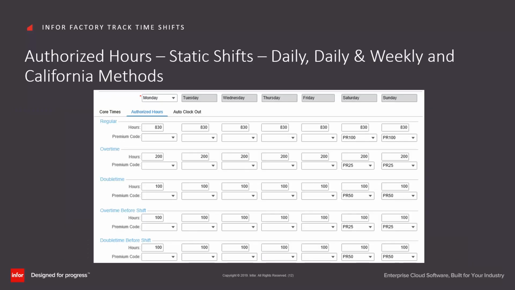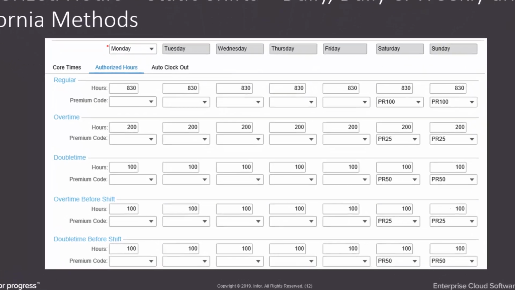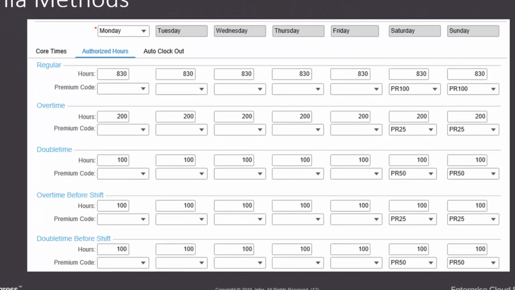For daily and weekly, and California overtime methods using a static shift type, the numbers in the hours fields represent the offset from the scheduled start and end times that define the daily overtime thresholds. 830 in the hours fields of the regular section represents the duration between the scheduled start time and end time. With this shift type, the value entered here has no real role. Hours that occurred between the scheduled start and end time are the sole factor that results in their categorization as regular time.